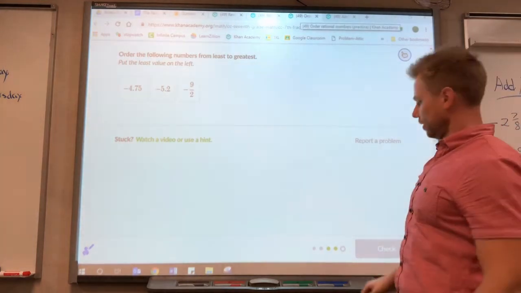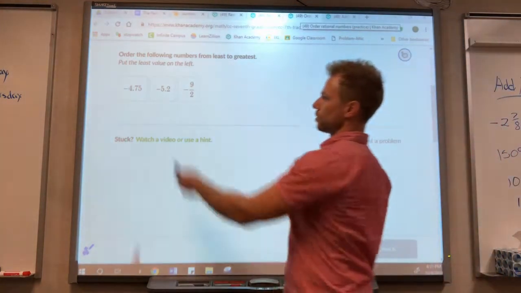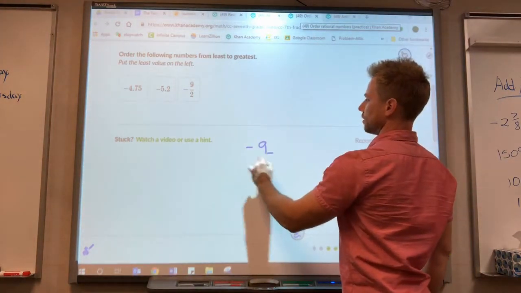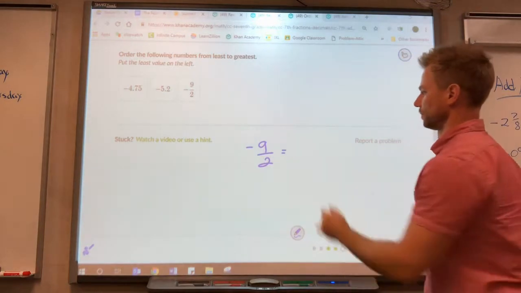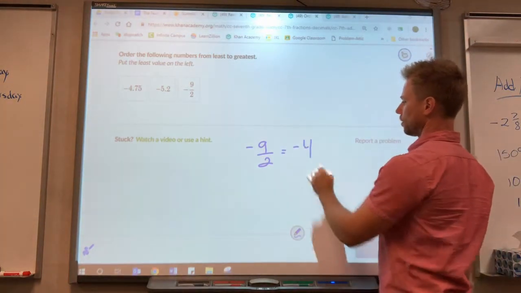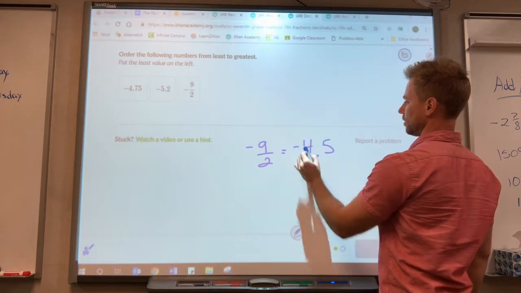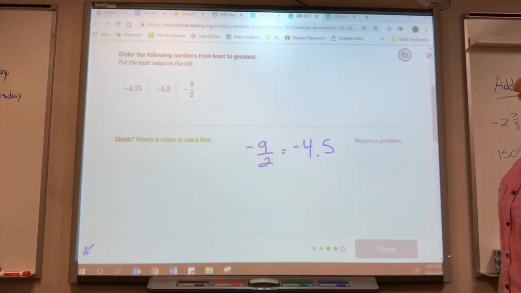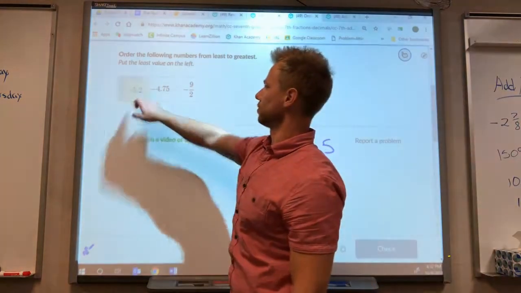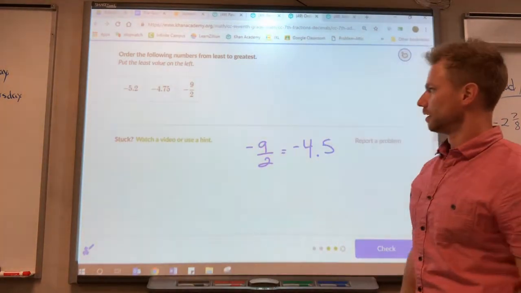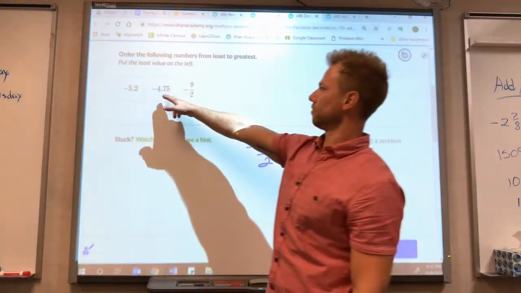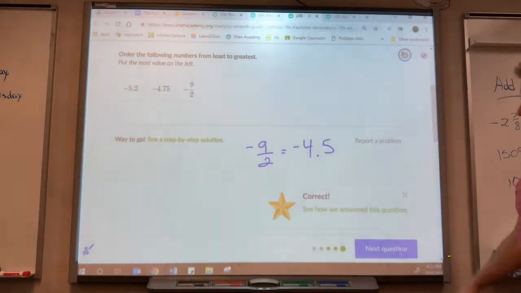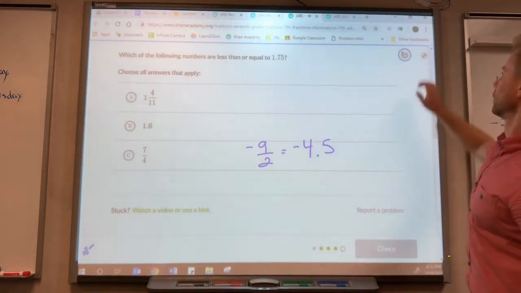All right, order the following from least to greatest. Those are in decimal form already. That's great. I would put -9/2 into decimal form. That'd be -4.5. So what would be the smallest? It would be negative 5.2. That's the farthest to the left on the number line. Then it would be negative 4.75, and then the closest to 0 is negative 4.5. So those would be in order.